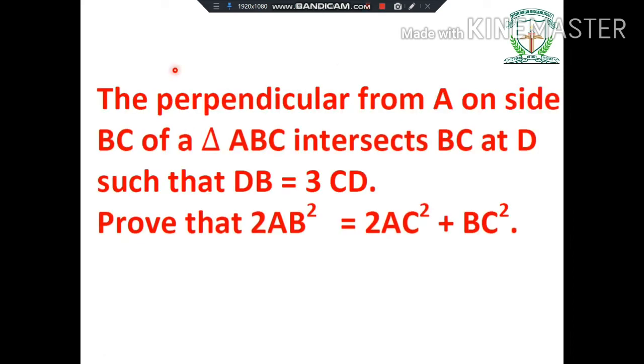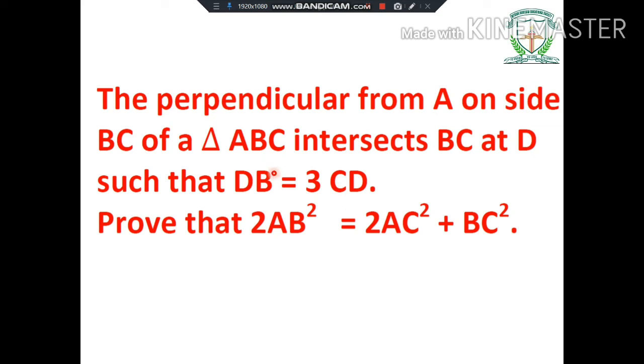Dear children, we shall solve one more problem. The perpendicular from A on side BC of a triangle ABC intersects BC at D such that DB is equal to 3CD. Prove that 2AB square is equal to 2AC square plus BC square. Yes, children, we have to prove this. This is the condition given here: DB is equal to 3CD.